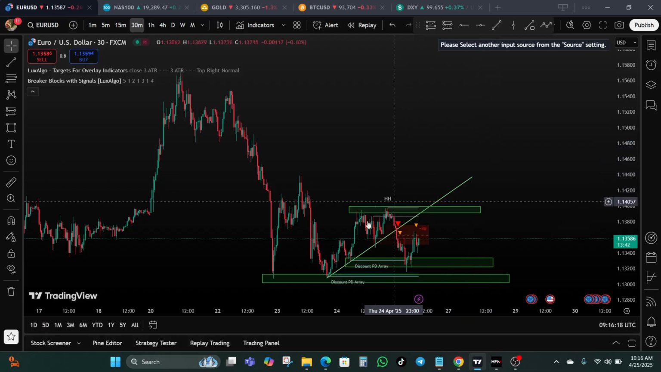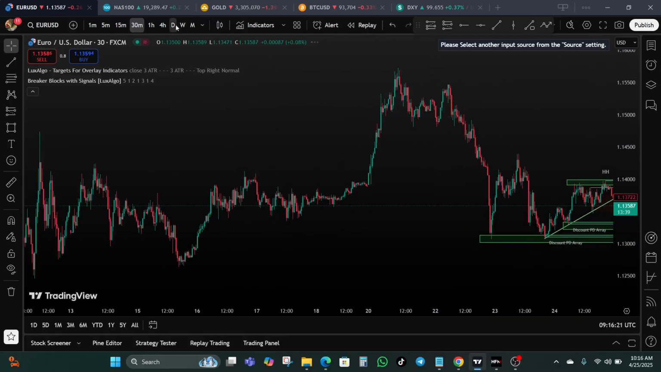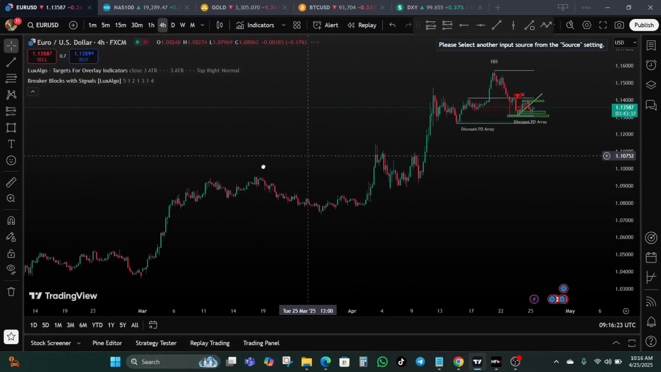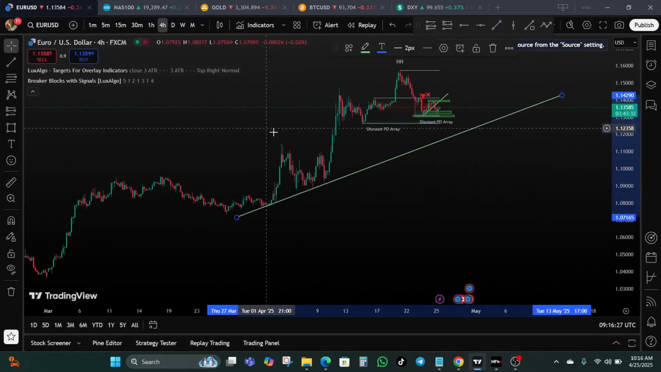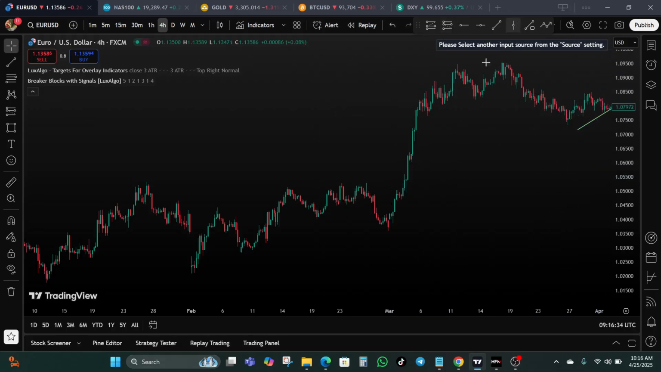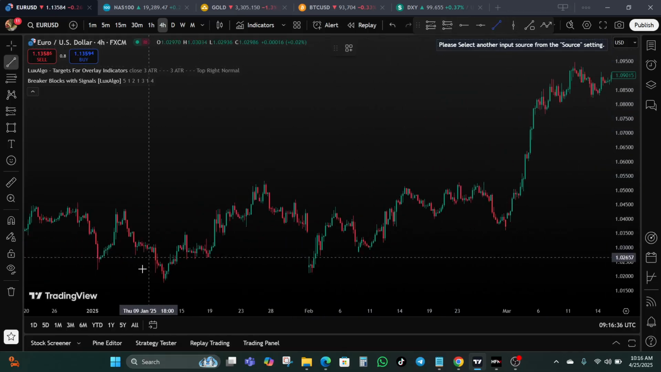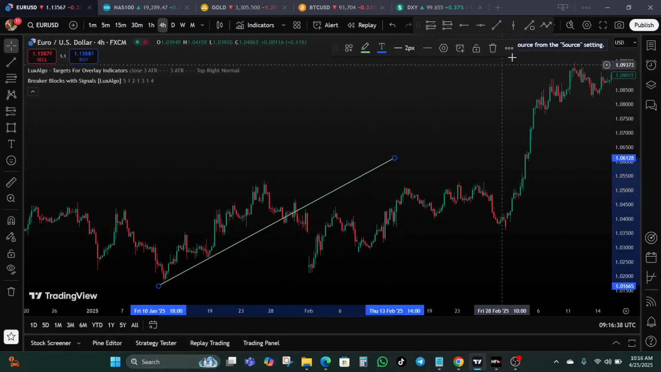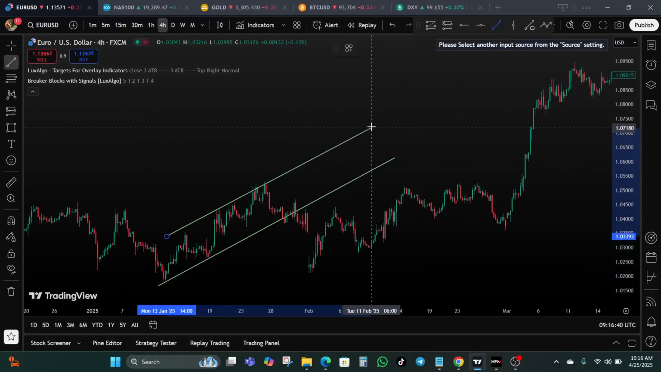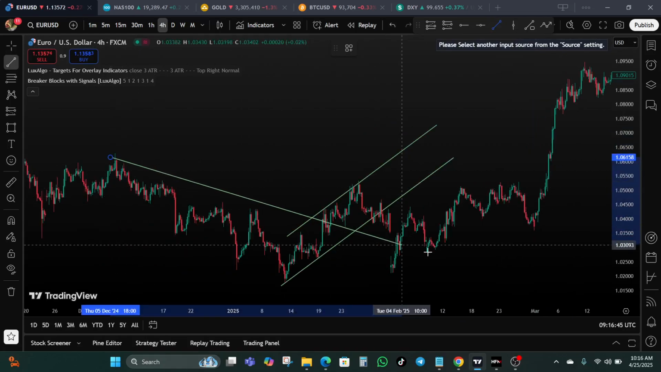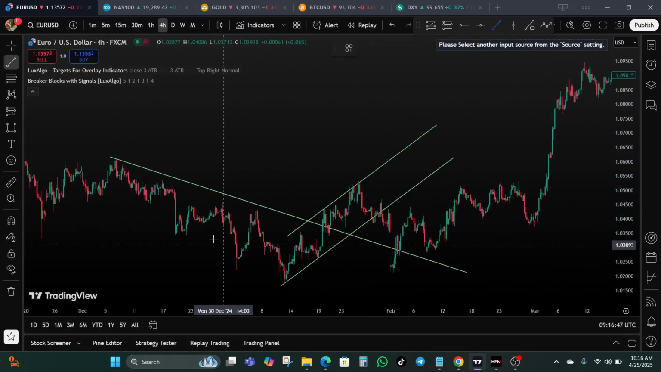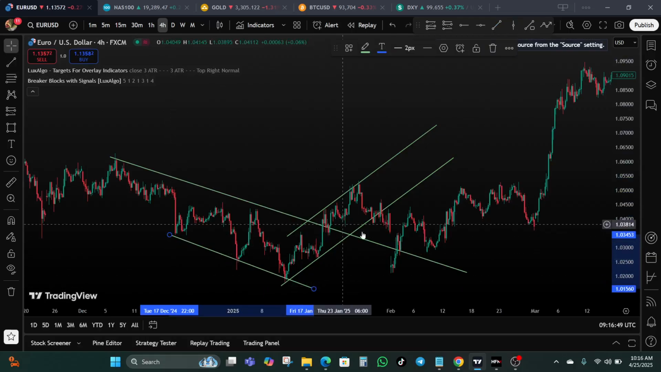Trend lines show the structure of the market. You can use trend lines to identify the structure. Are we having higher highs and higher lows? Are we in a bullish trend? Are we in a bearish trend? Higher highs and higher lows for a bullish trend, lower highs and lower lows for a bearish trend. In this case, this is an obvious bullish trend, and in this case, you can see that this was a bearish trend.